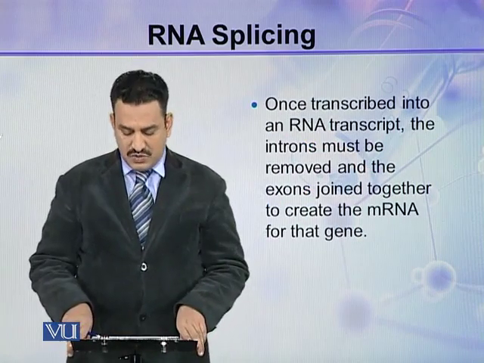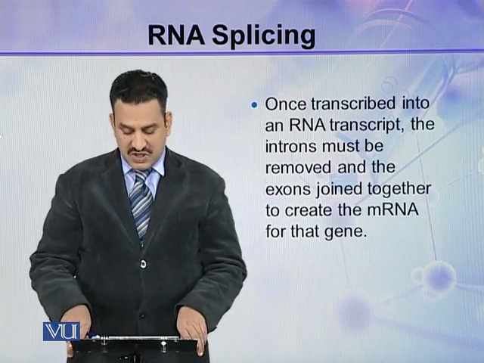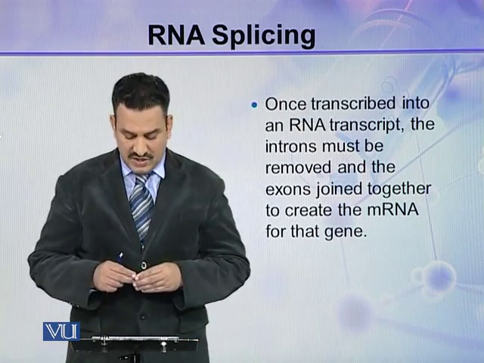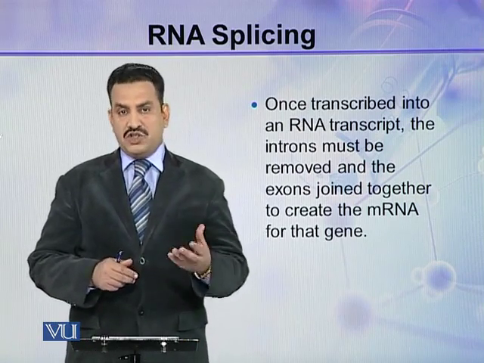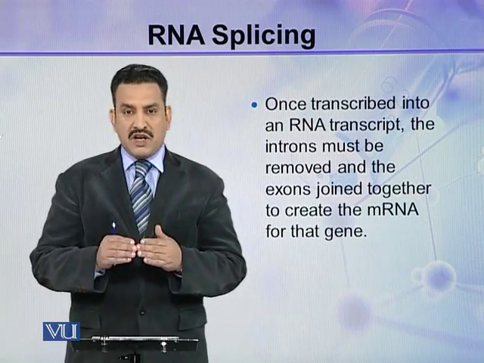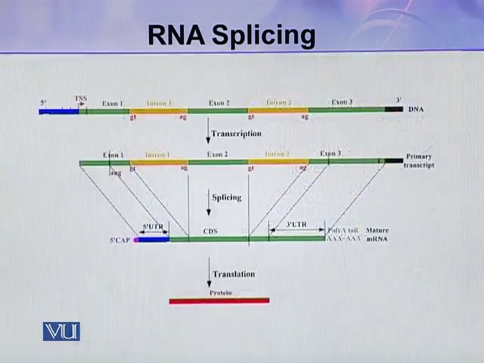Once transcribed into an RNA transcript, the introns must be removed and the exons must be joined together to create the correct mRNA of that gene. Correct means the mRNA with the correct amino acid sequence in the protein. So here you can see the structure of a eukaryotic gene.